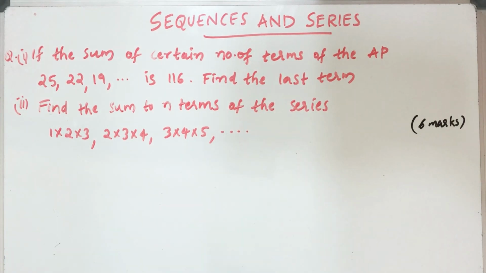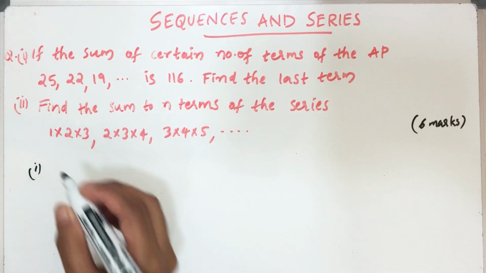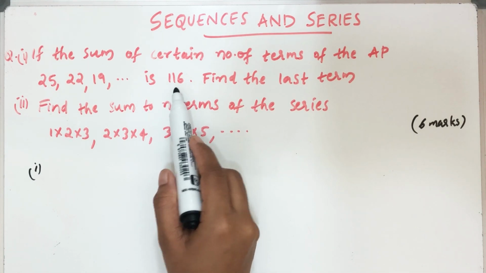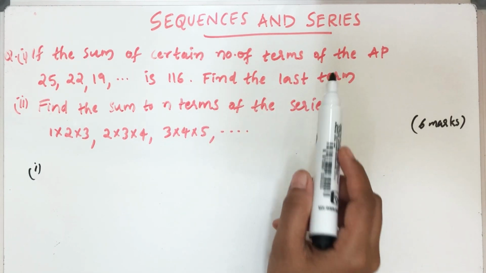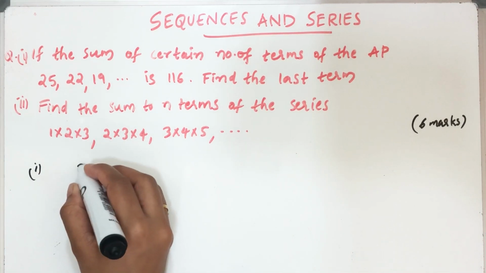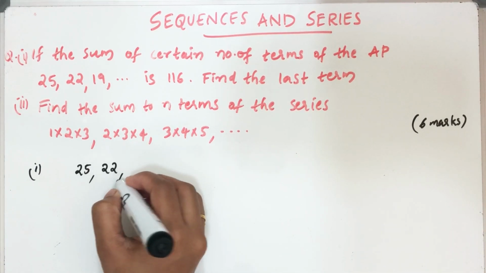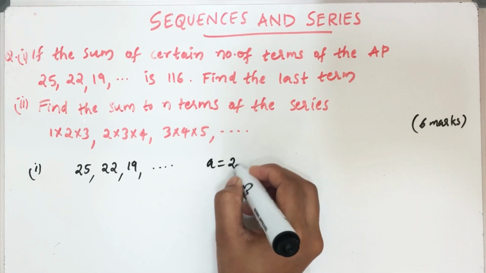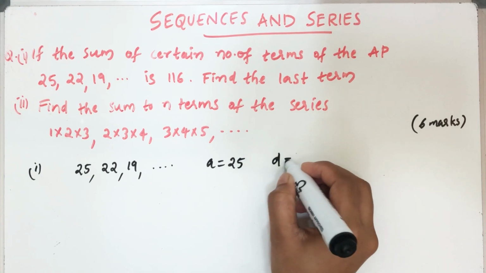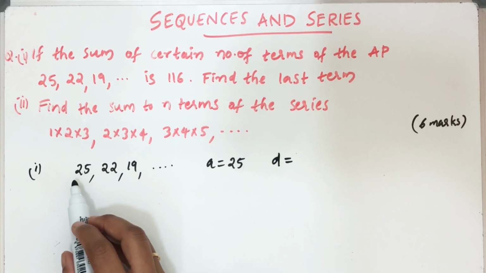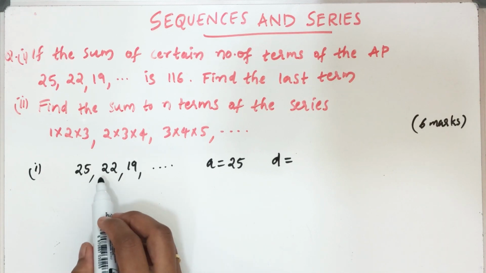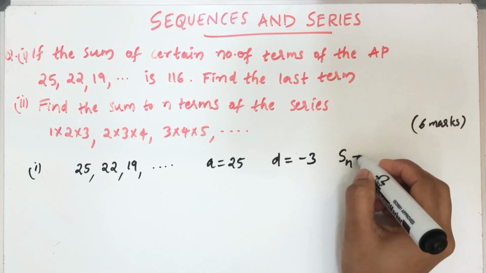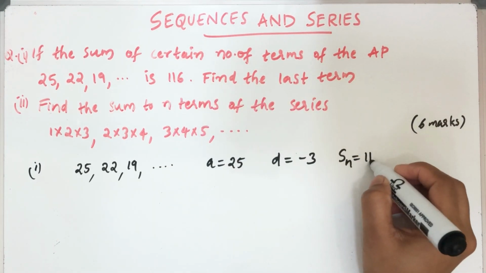Anyway, we can see. First one, here the AP is given and also sum to n terms, Sn is also given. We have to find the last term an. You can see here the AP is 25, 22, 19, etc. So we can say the first term a is equal to 25 and the common difference d is equal to 22 minus 25, that is minus 3, or 19 minus 22, minus 3. And Sn is also given. Sn is equal to given 116.